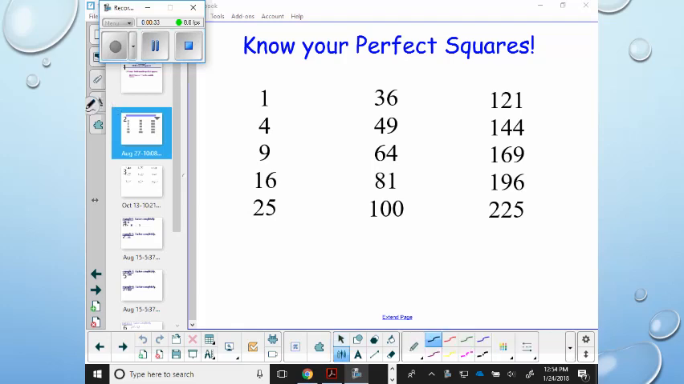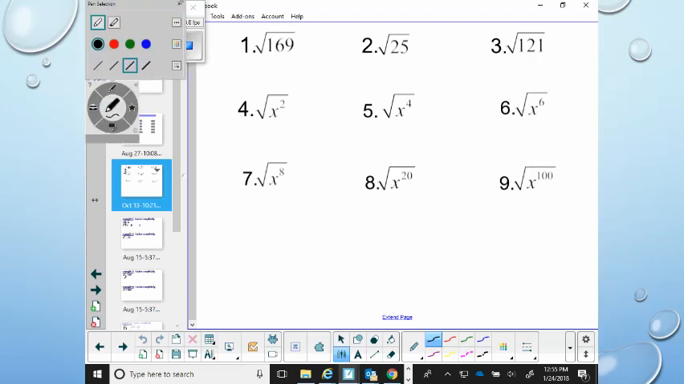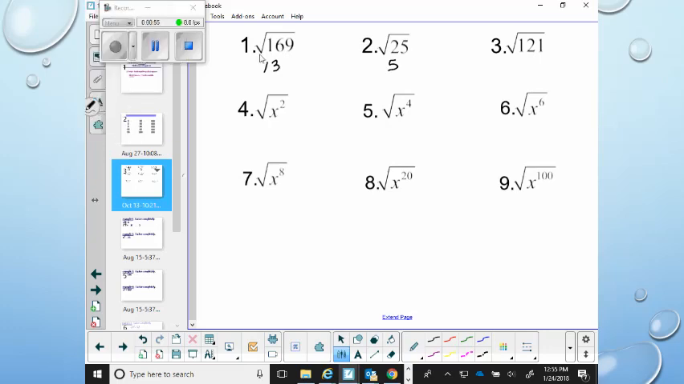Alright, so let's take square roots. What's the square root of 169? It's a perfect square. 13. What is the square root of 25? 5. What is the square root of 121?